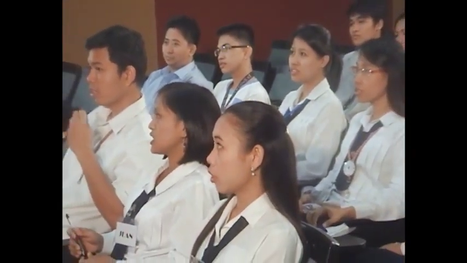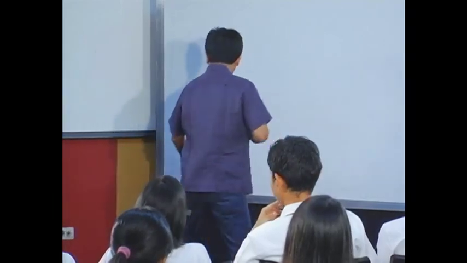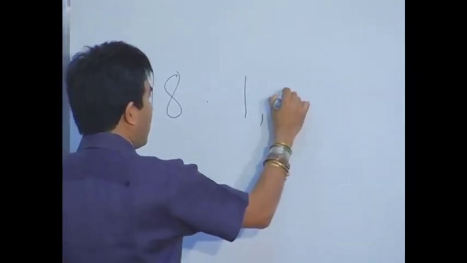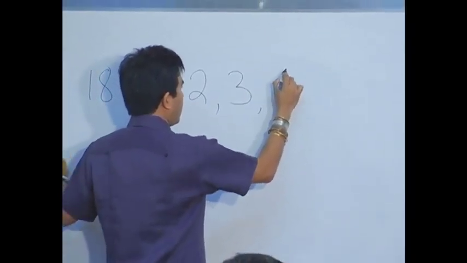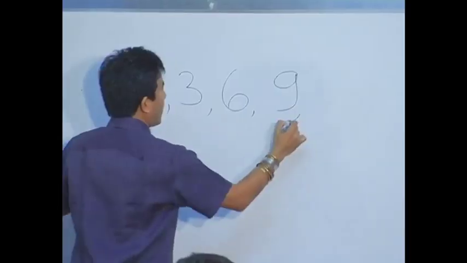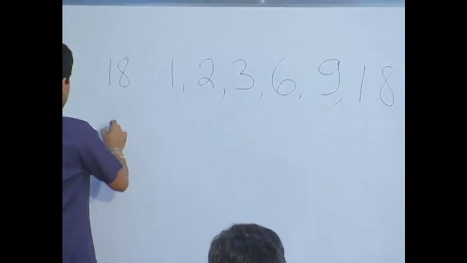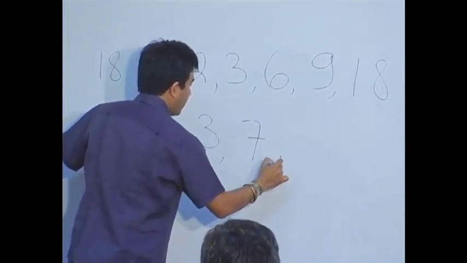6. So what are the factors or divisors of 18? 1, 2, 3, 6. No? So if we look at 18, 1, 2, 3, 6, 9, 18. No? 1 times 18, 2 times 9, 3 times 6. How about 21? This is 1, 3, 7, 21.